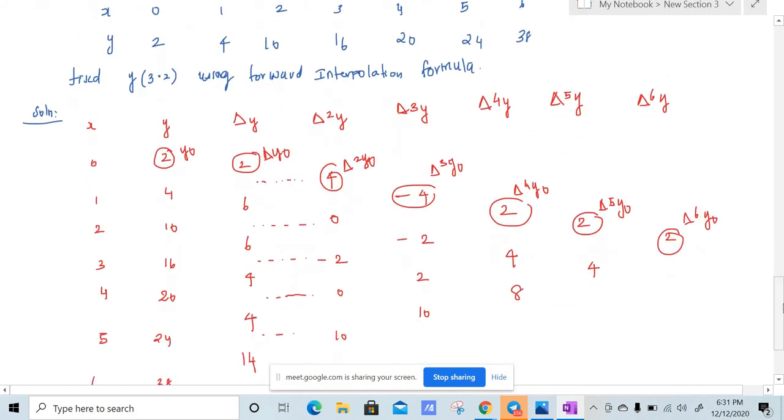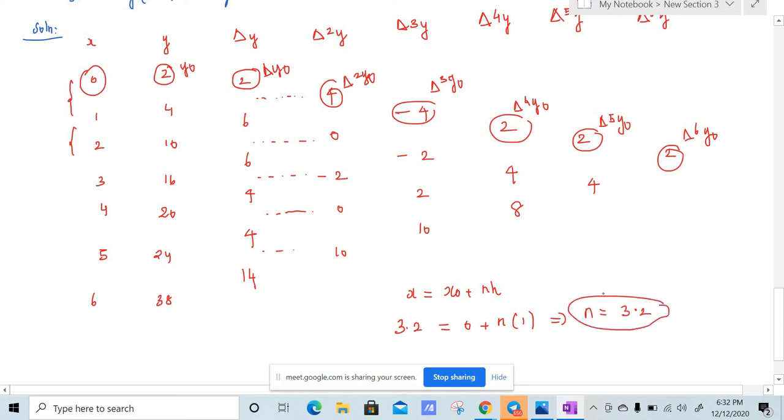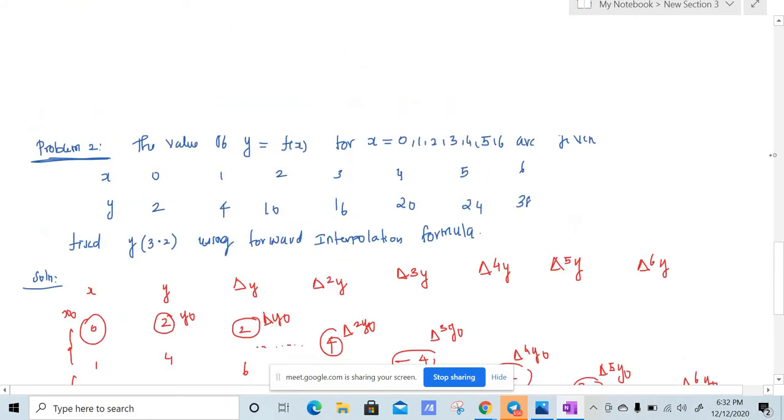So again you can just apply the formula here. We will find n. For finding n, we will use x is equal to x naught plus nh. X is the unknown we need to find, so we need to find the value at 3.2. X naught is 0. So 0 plus n into h, and h is 1, you can see the interval is 1. Therefore n is equal to 3.2. With this n and x naught, y naught, del y naught, del square y naught, you just substitute in the formula and you will get the required answer, right?